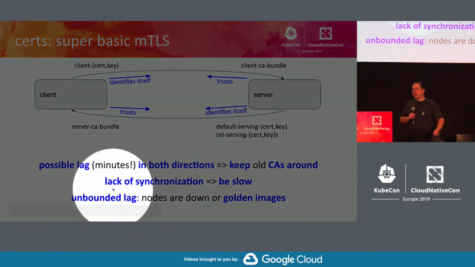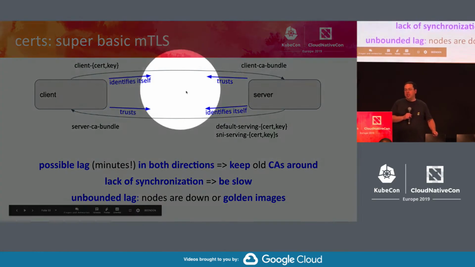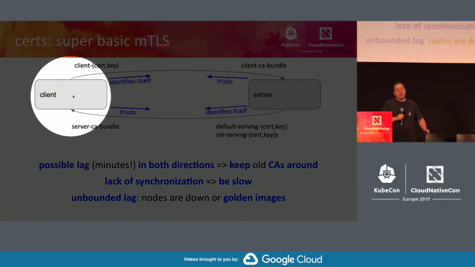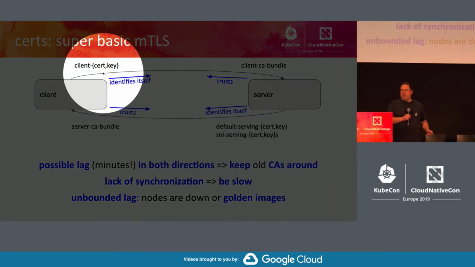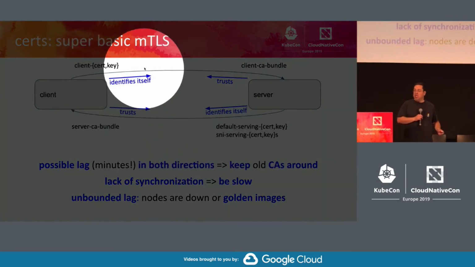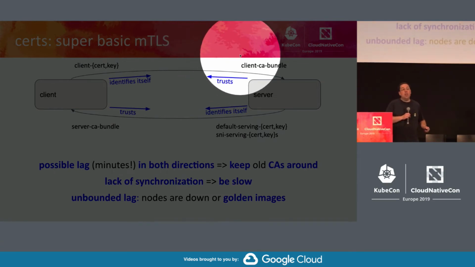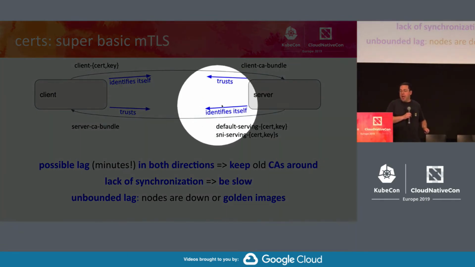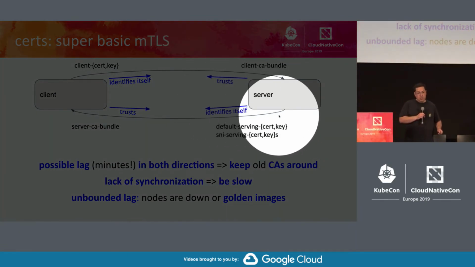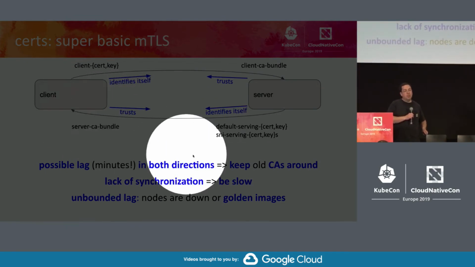And what you see here is a mutual TLS connection. And what that means is that the server verifies the client and the client verifies the server. And I'm going to very briefly go through how that works. A client has a cert and a key, and it uses that to identify itself to a server, which has a client CA bundle, which it uses to verify the client's identity. The server then responds back with a serving certificate, cert and key, that the client has to be able to trust using a server CA bundle.